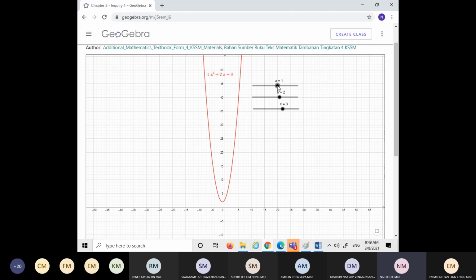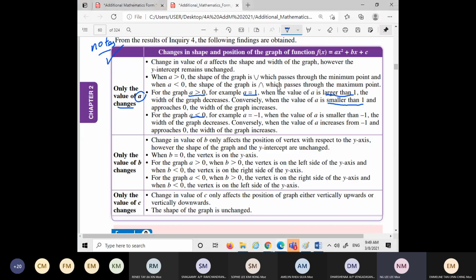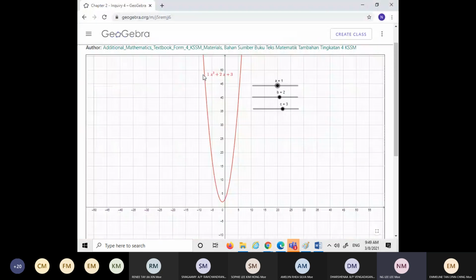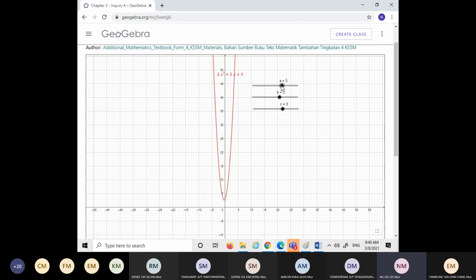Okay, then I go back to the first dot. It says that the value of A affects the shape and the width of the graph. However, the y-intercept remains unchanged. I want to see whether it's true or not. Come back here. Again, you see the y-intercept is here. Just concentrate on this point. When I drag A, you see or not? The y-intercept still remains the same, remains unchanged.